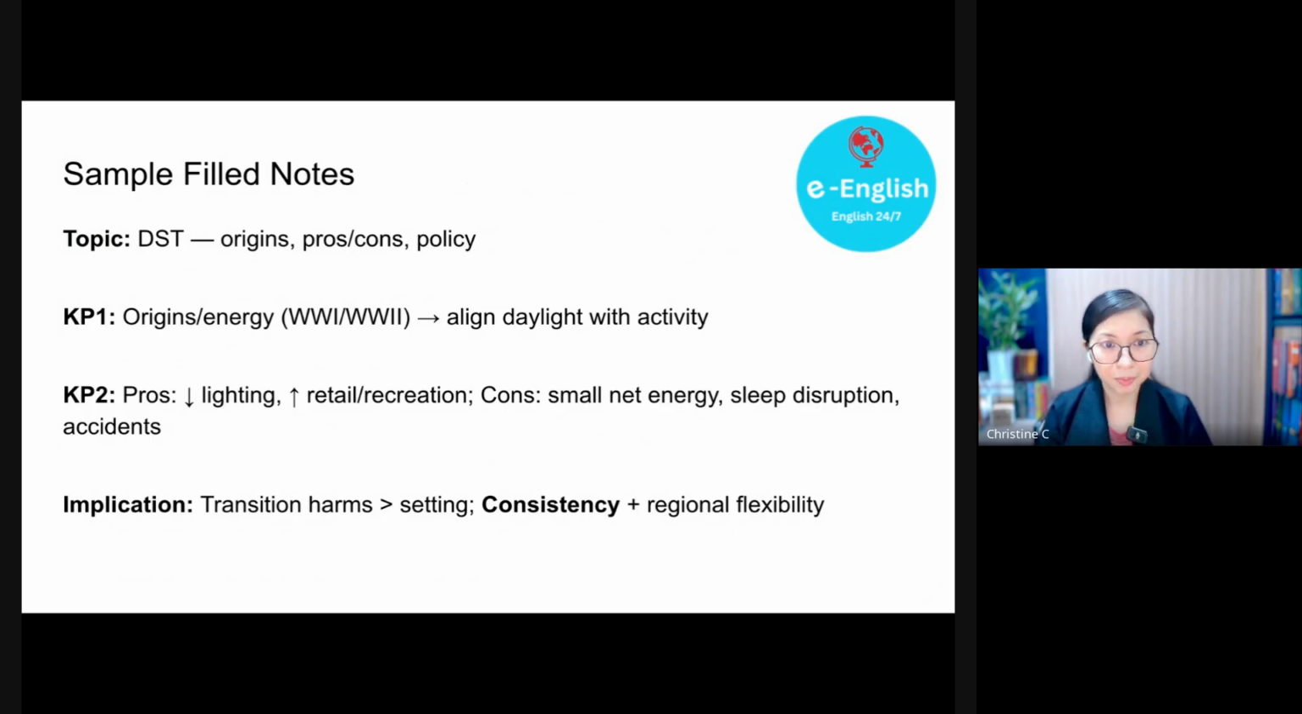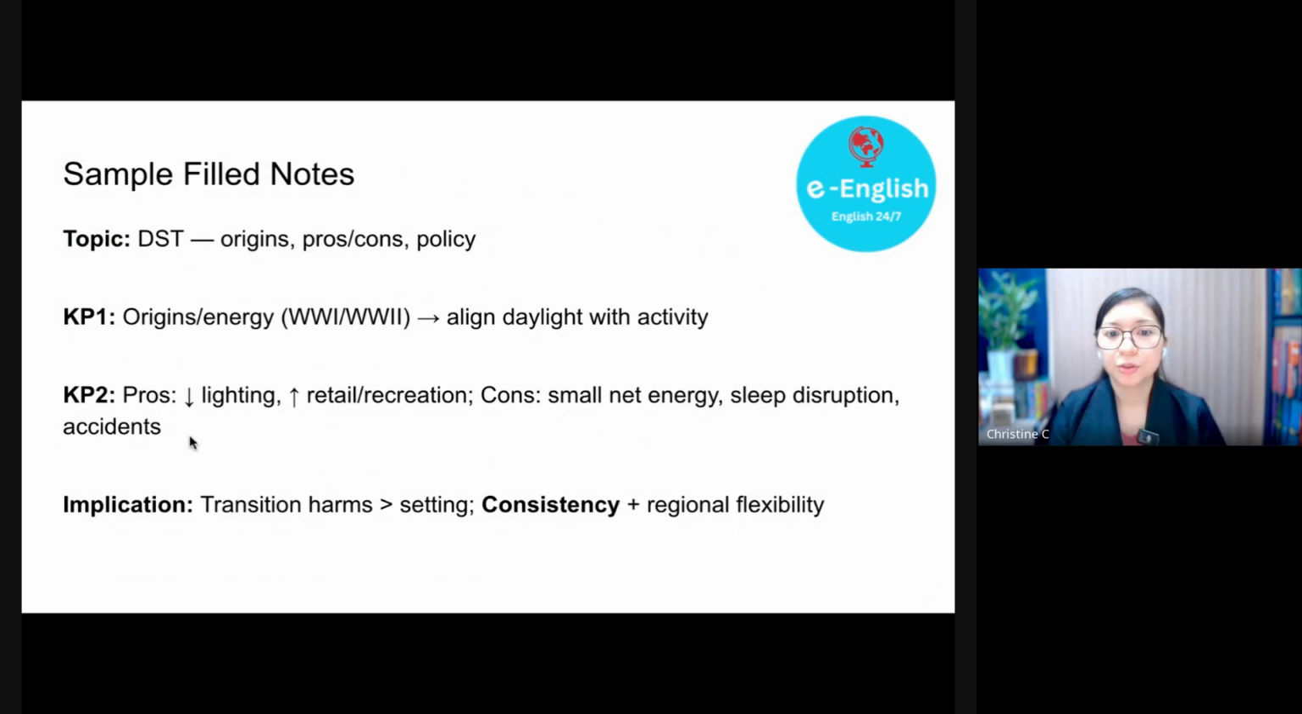Okay, so the topic, it's perfect. You got it correctly. It's about daylight savings time. We heard about the origins, the pros and cons, and the policy. First key point, it explained how it was used during the World War to align daylight with activity. They wanted to conserve on heat, for example. So they tried to extend some activities when the sun is still up.